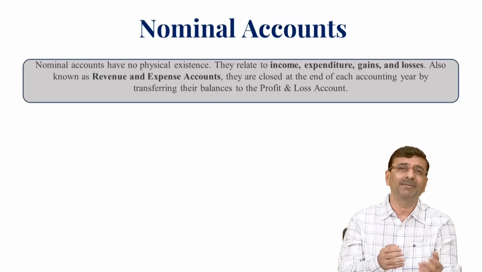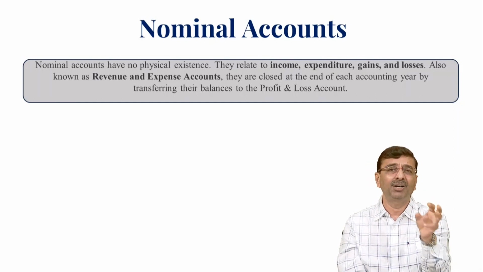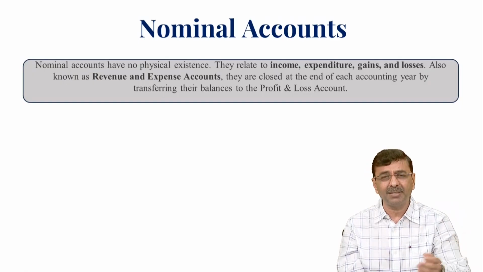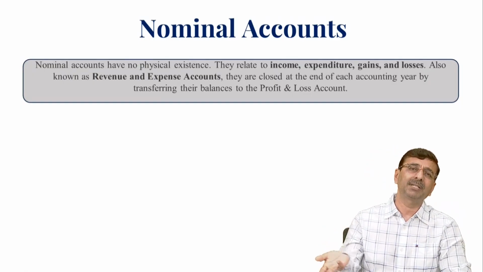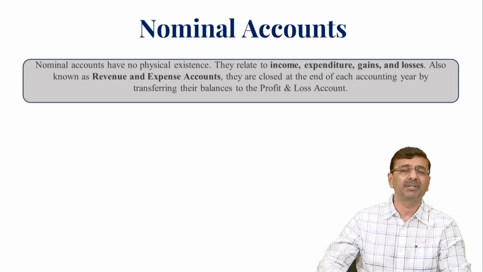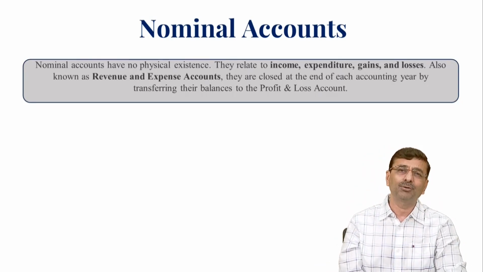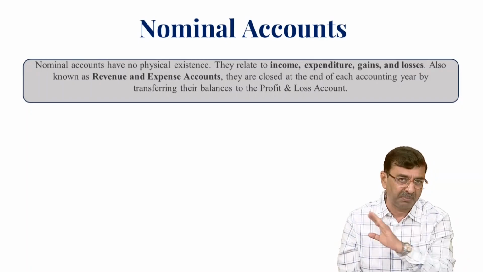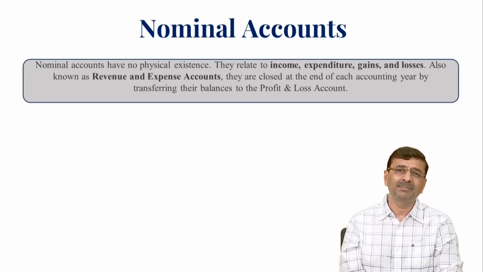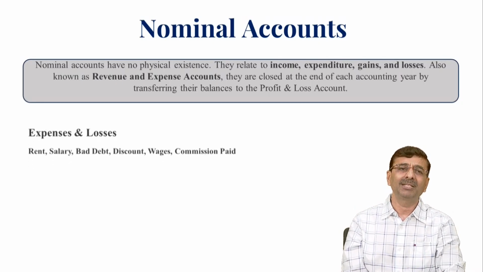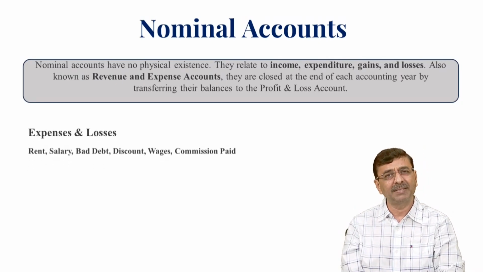To earn profits, they do such transactions, which might be expenses, or certain expenses they incur to earn revenue and income. In this way they identify incomes and expenses. Here all these incomes and expenses are considered as nominal accounts. Now I will identify what kind of expenses and losses there are.